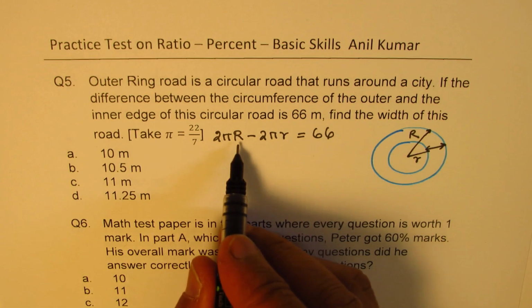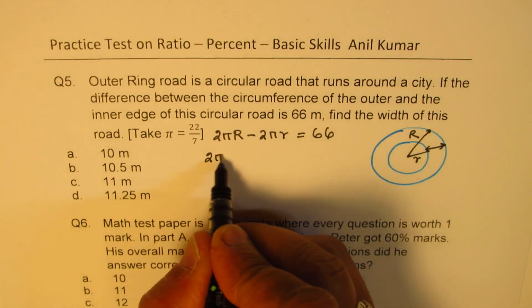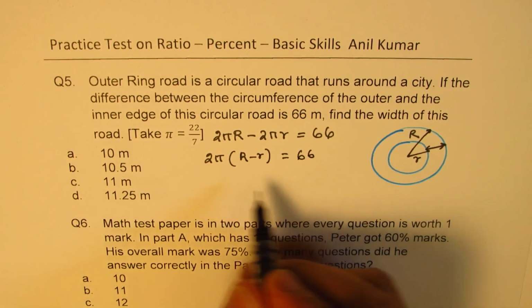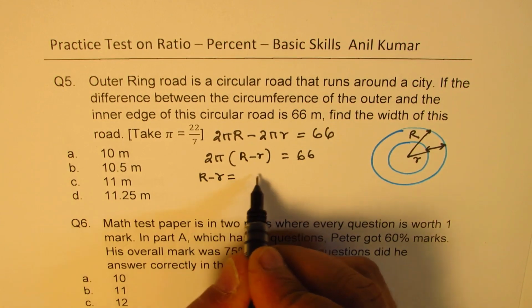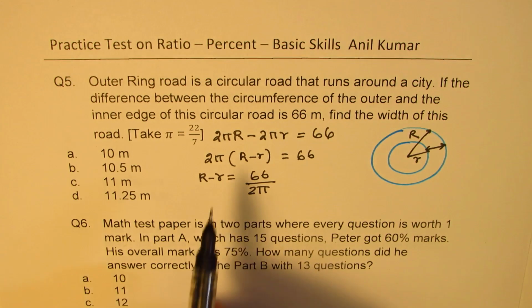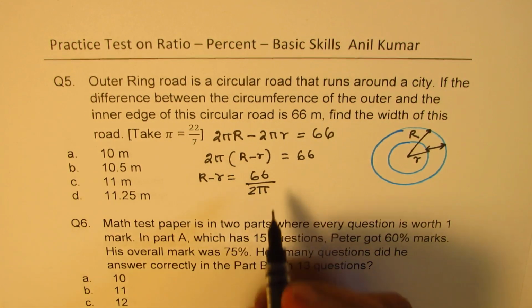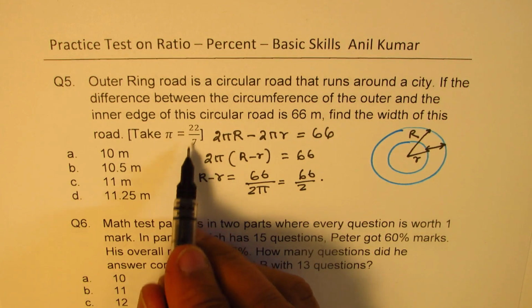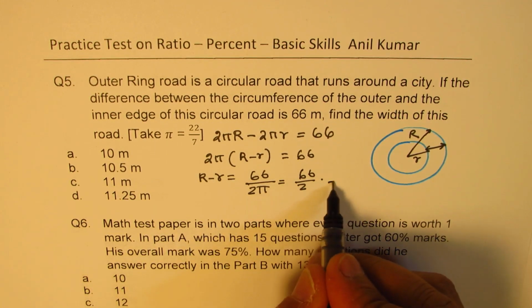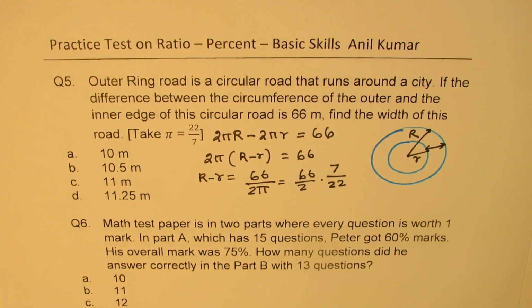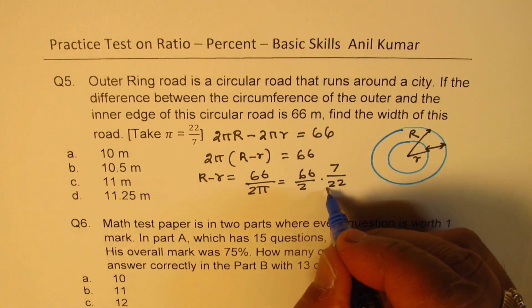So when we say width, which is capital R, we can say 2 pi r minus r is 66, correct? So r minus r is 66 divided by 2 pi. Now pi is 22 over 7. So we could write this as 66 over 2 times 22 over 7. Pi is in the denominator, so write 22 over 7. Is that clear to you? That is how you're going to write. And now the calculation is slightly simpler.